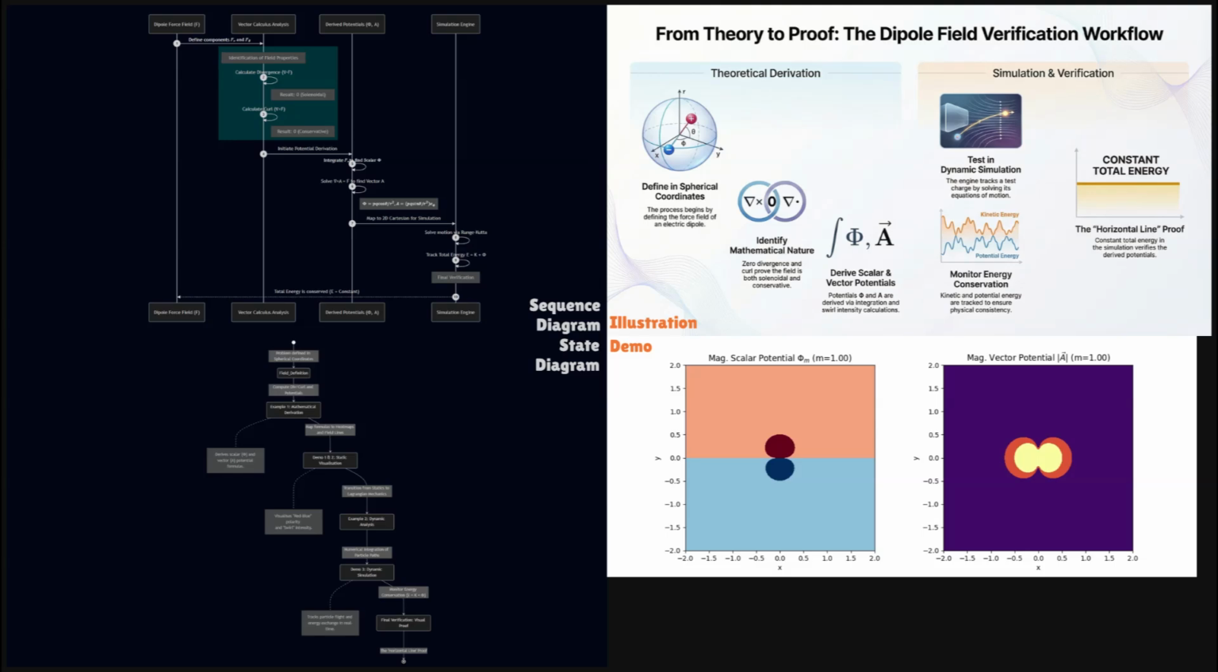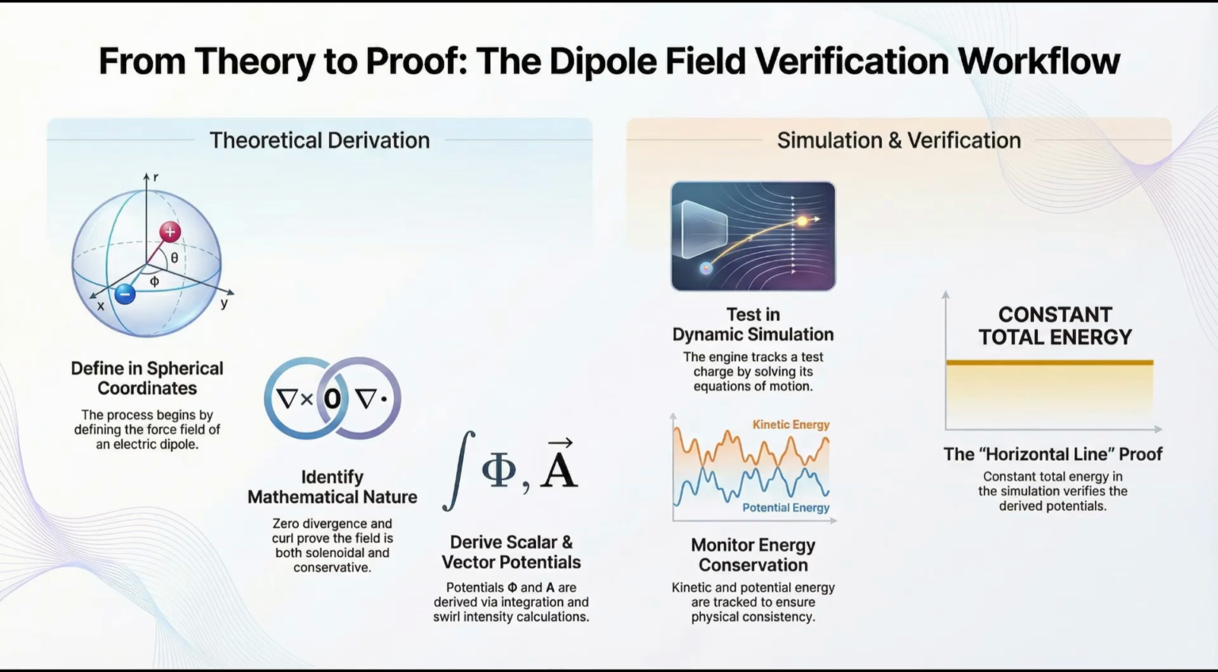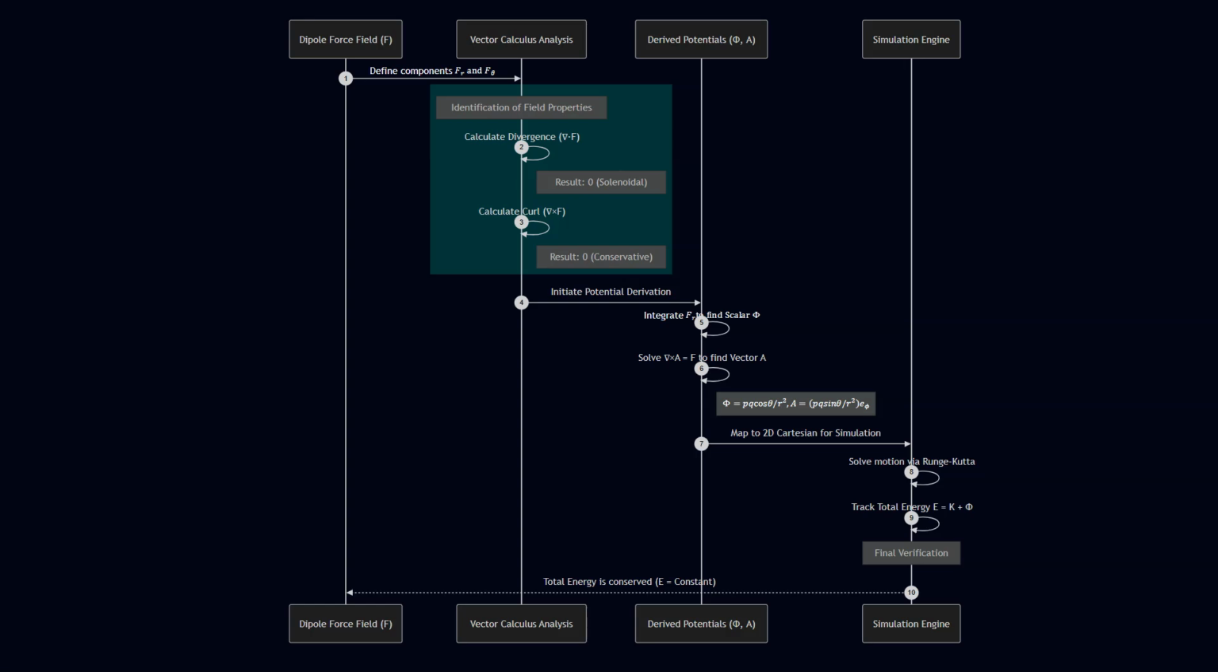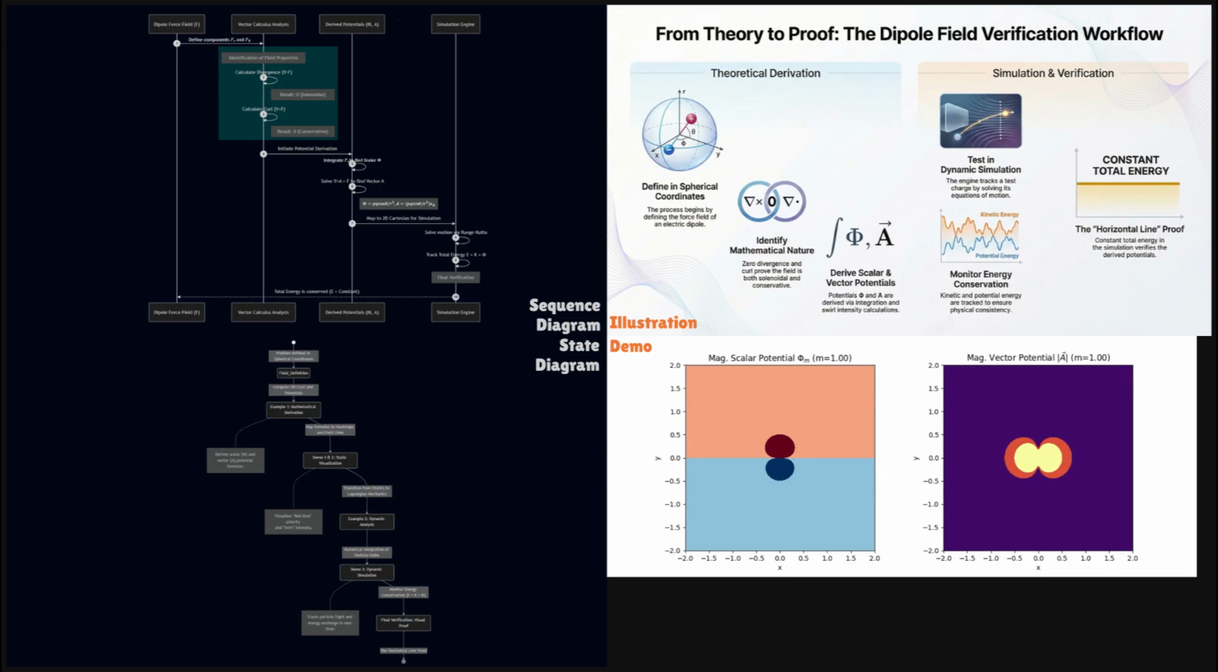The operational roadmap. The sequence diagram. The sequence diagram acts as the logical bridge between the raw math and the final verification. While the derivation sheet contains the detailed steps, the sequence diagram organizes these steps into a clear, four-stage workflow.